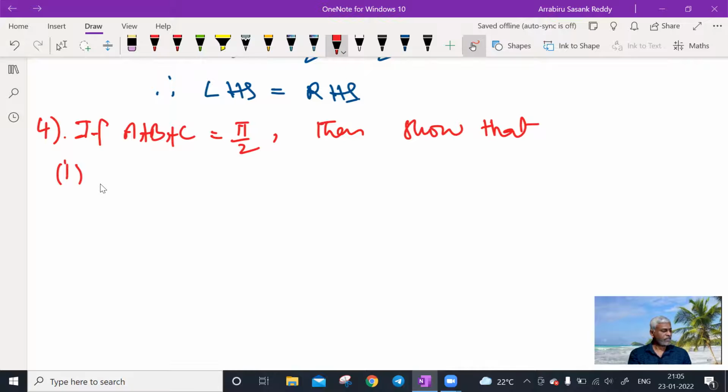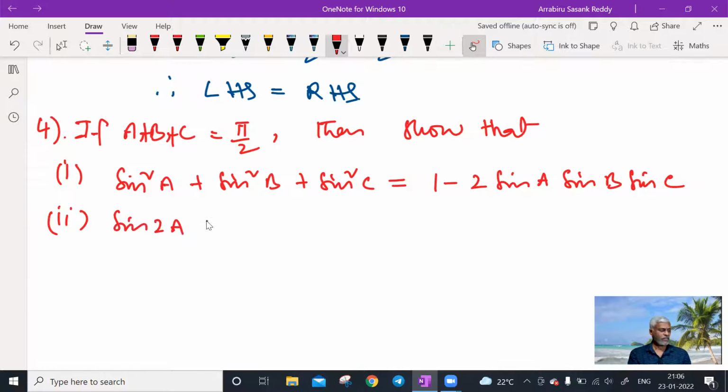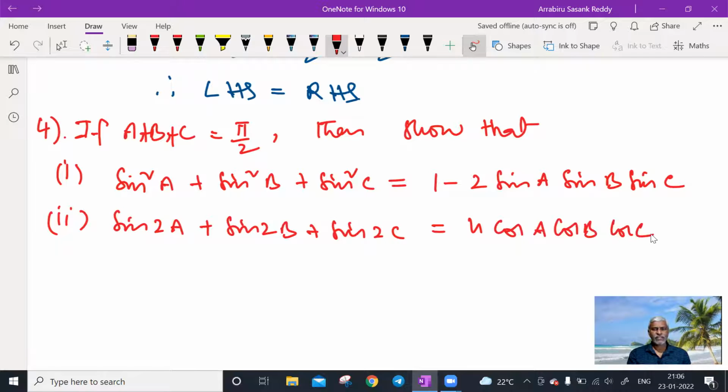So the first bit: sin² A plus sin² B plus sin² C is equal to 1 minus 2 sin A sin B sin C. And the second bit also: sin 2A plus sin 2B plus sin 2C is equal to 4 cos A cos B cos C.